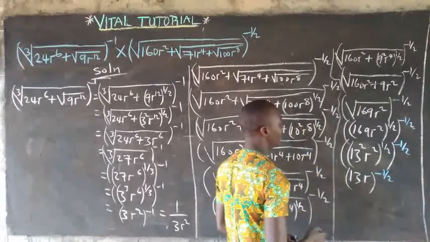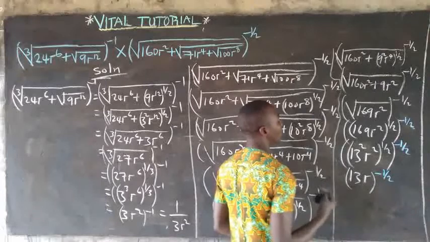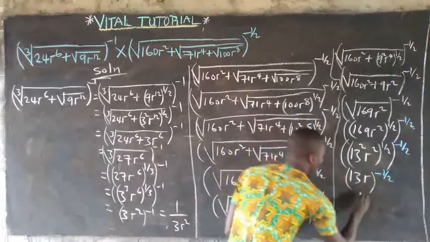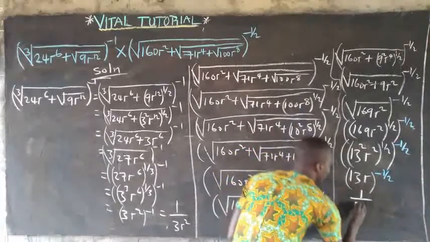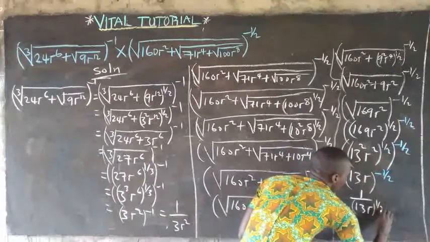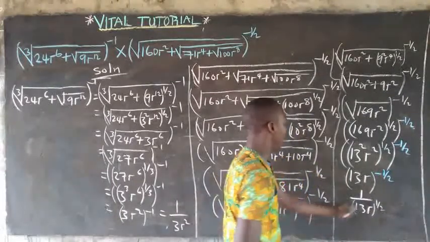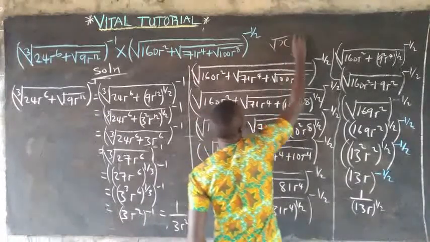And as you can see, this is minus. I told you that minus is nothing but what? 1 all over. Then we'll be left with 13 r raised to the power of what? 1 all over 2.